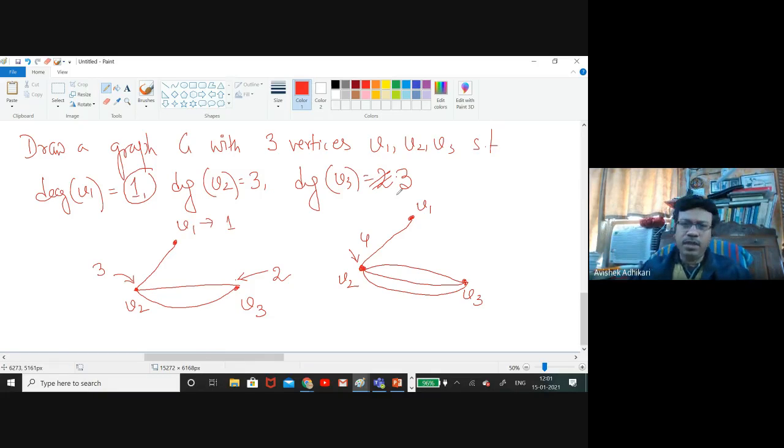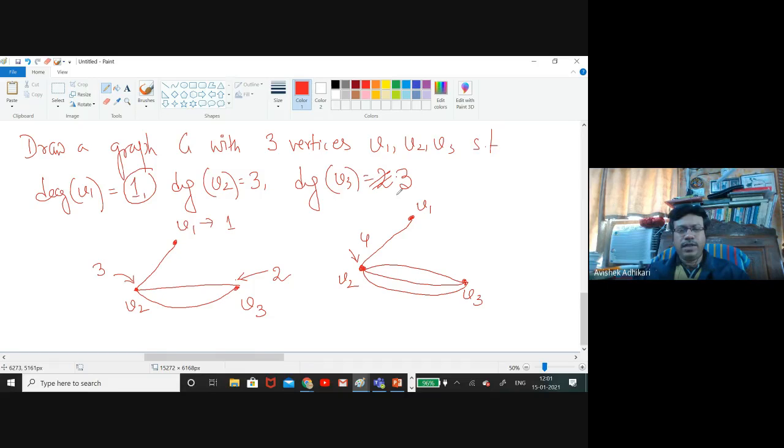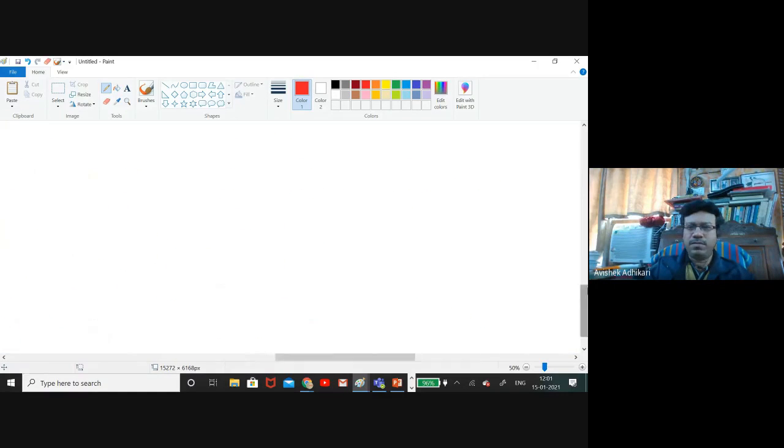So now tell me, what exactly is the problem? Can you identify the problem? Why is it happening? The total degree sum is odd. Okay, good. So we are now going for a formal proof of an interesting theorem.